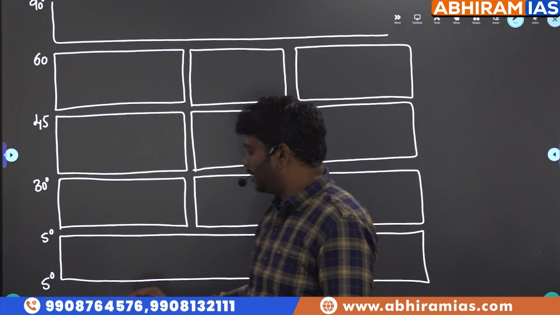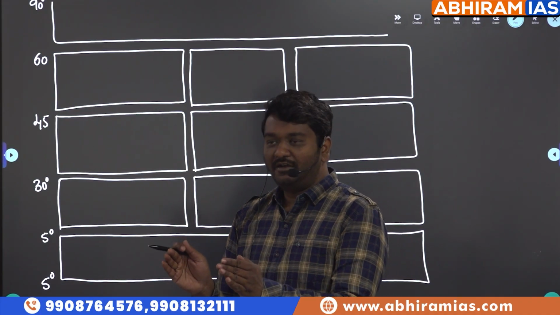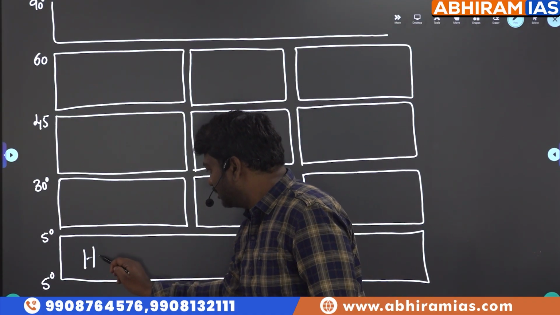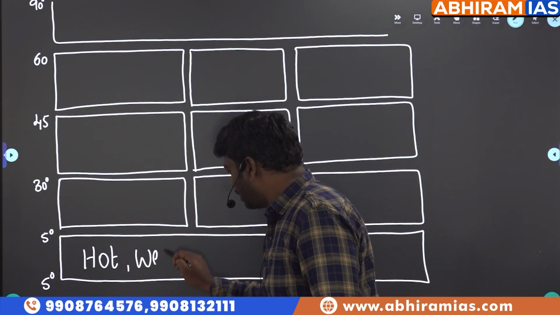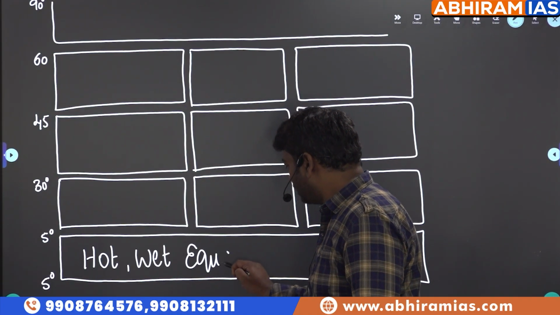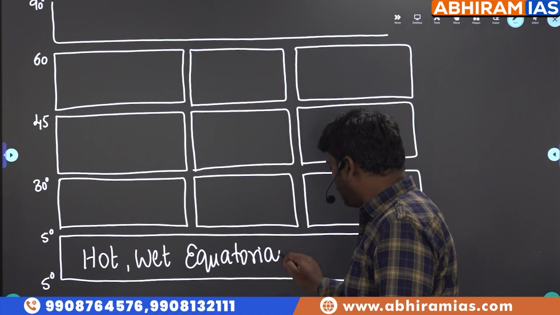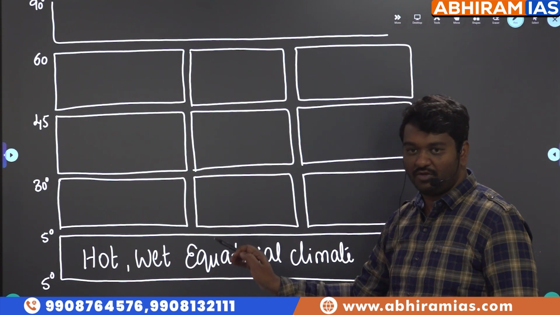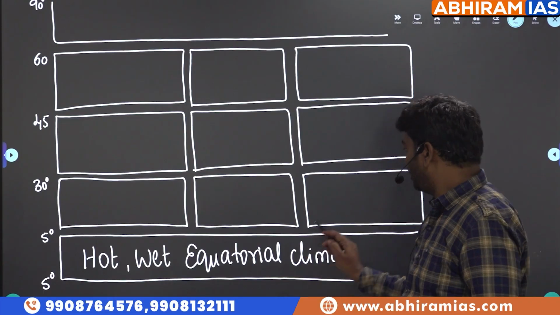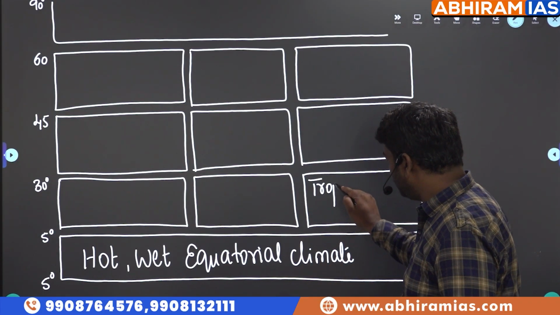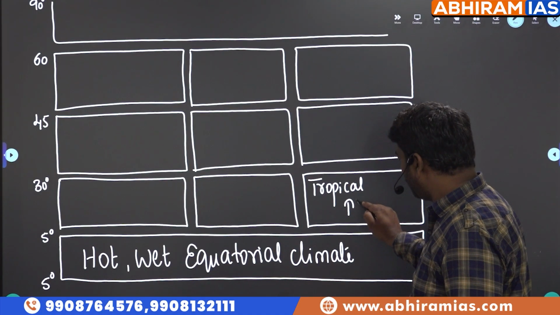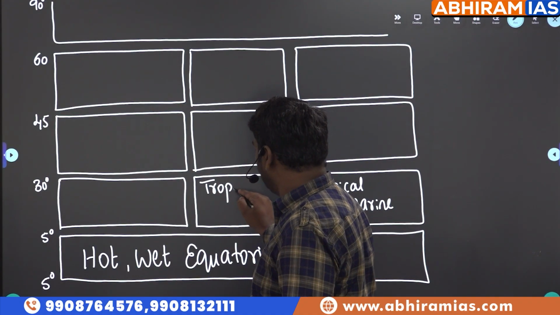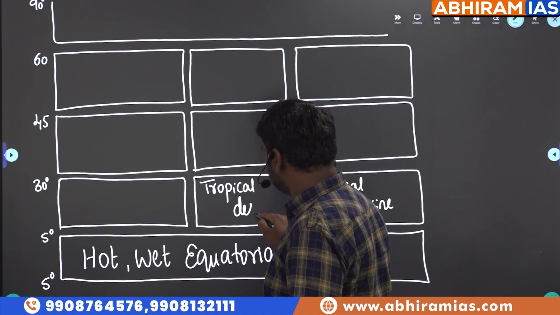So see here, I want you to remember this, and I'll tell certain aspects that you need to recollect. One is called hot wet equatorial climate. Between 5 degree north to 5 degree south you will have equatorial climate. Eastern side, I will show each one and tell you how to remember. Tropical marine climate, you will have tropical deserts.